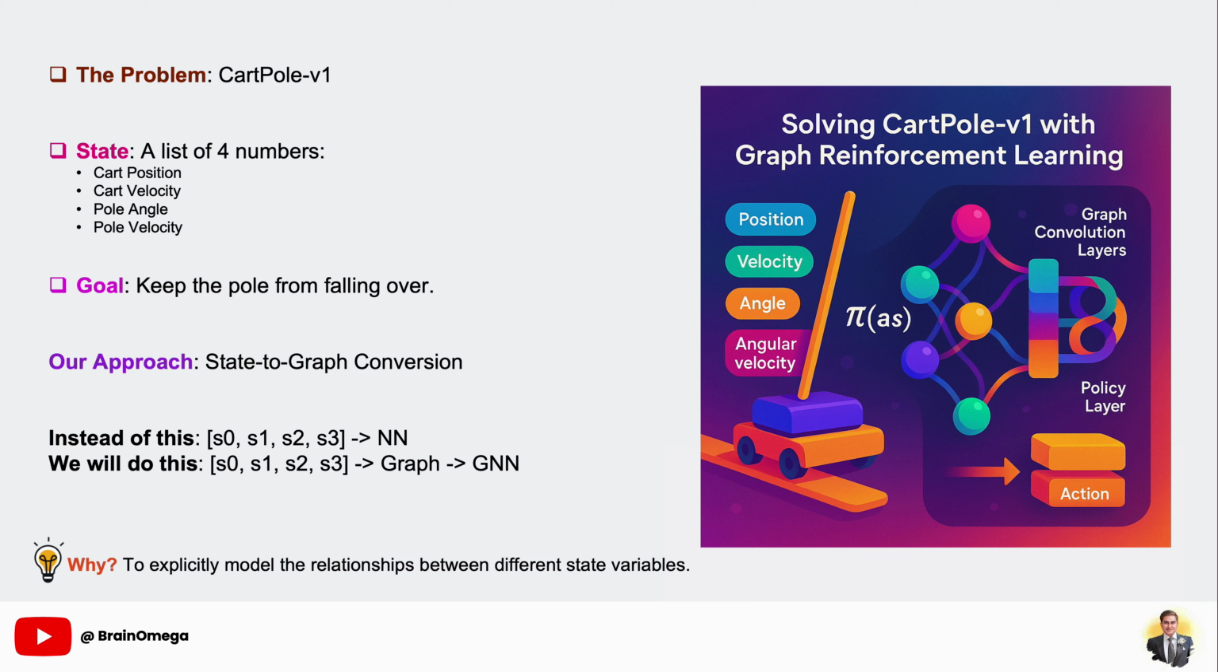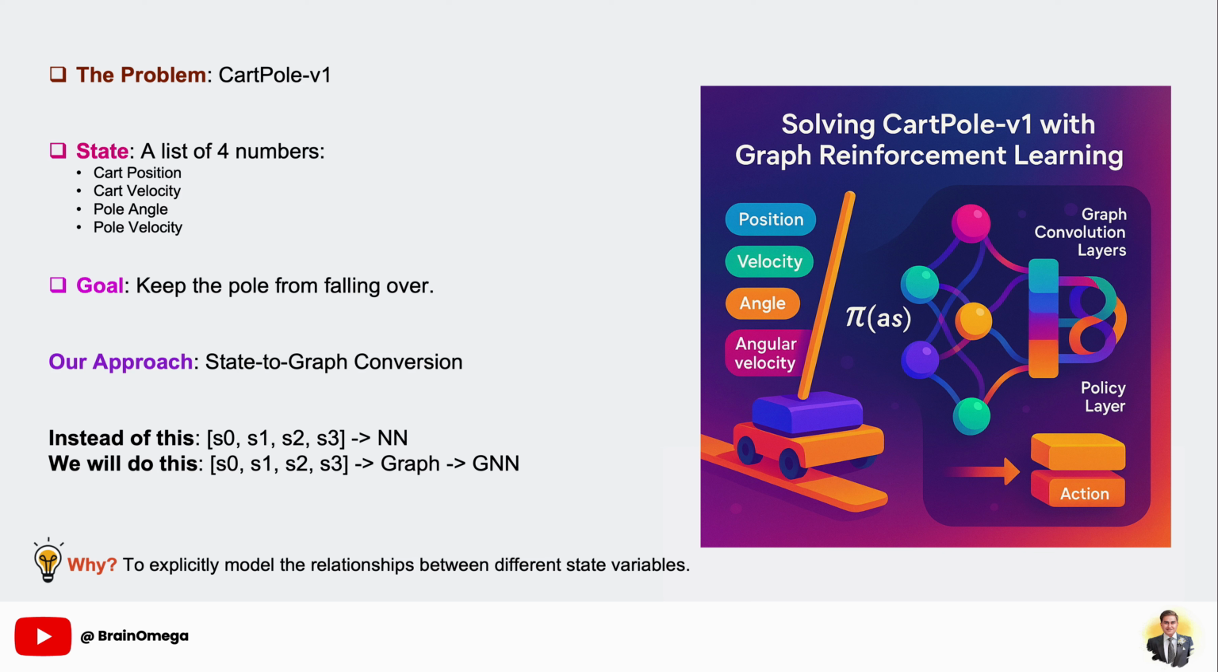Let's get started. So, what's our goal? We're tackling the CartPole environment from OpenAI Gym. In this game, we have a cart that can move left or right, and our job is to balance a pole on top of it. The state, or the information we get from the game at any moment, is a simple array of four numbers: the cart's position and velocity, and the pole's angle and velocity.